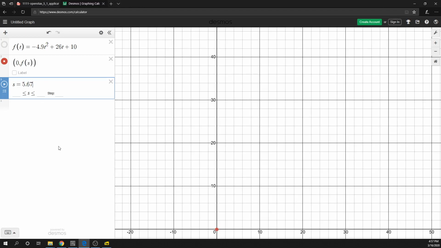All right, that looks about as close as I'm going to get. So that looks like 5.67 seconds, right? About when I would do that. Okay, so we can get that by looking at Desmos and kind of messing around with the simulation here. But how would we find it without Desmos?